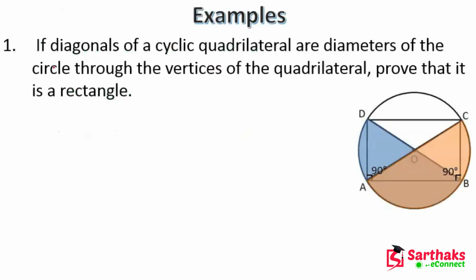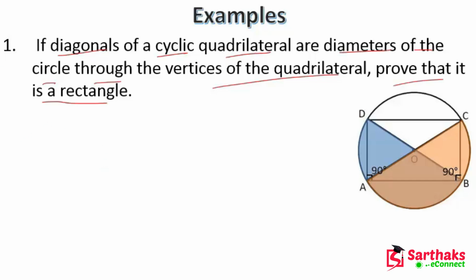Now my dear friends, here we are going to solve some problems. If the diagonals of a cyclic quadrilateral are diameters of the circle through the vertices of the quadrilateral, then prove that it is a rectangle.